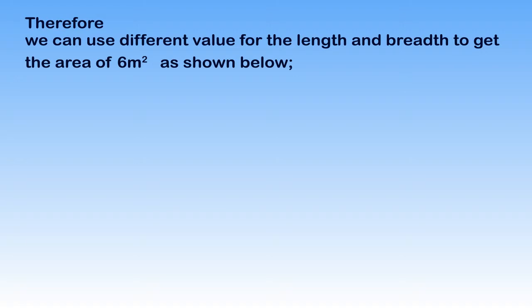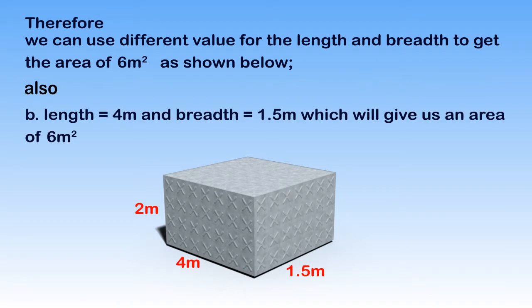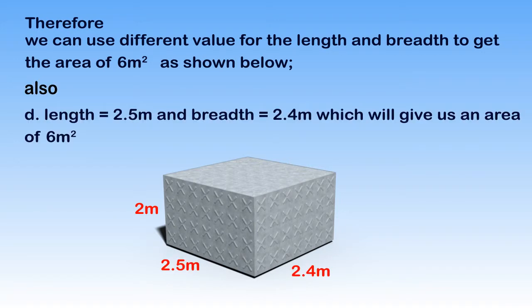For example, length can be 3 meters and breadth 2 meters, which will give us an area of 6 meters squared. Or, length can be 4 meters and breadth 1.5 meters, which will also give us an area of 6 meters squared. Alternatively, length can be 6 meters and breadth 1 meter, which will give us an area of 6 meters squared. Or, length can also be 2.5 meters and breadth can be 2.4 meters, which will also still give us an area of 6 meters squared.